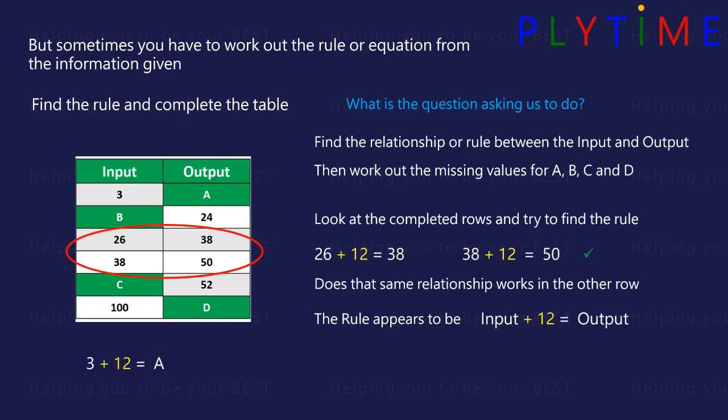Let's put that into our symbol. So 3 plus 12 equals A. A equals 15. B plus 12 is 24. So B equals 12. C plus 12 equals 52. So C must equal 40. And 100 plus 12 equals D. So D must equal 112.